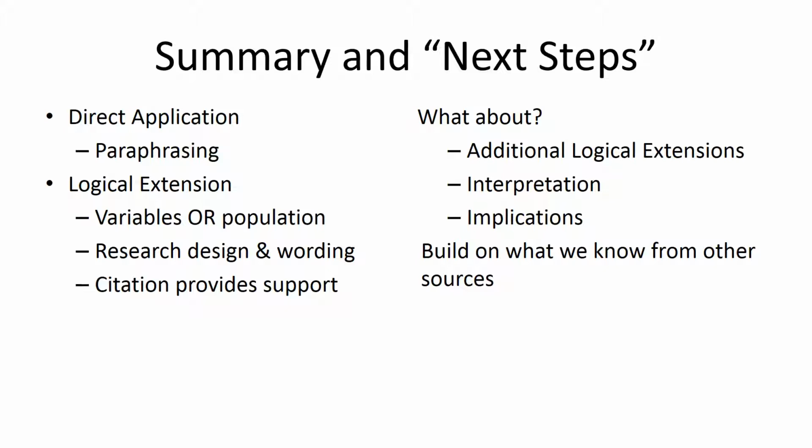The good news is, APA style doesn't require a citation for every sentence. We can include additional logical extensions, interpretations, or information about implications, as long as it's clear that it's related to evidence from another source. In other words, we need to start with what we know from other sources, but we can build on that.